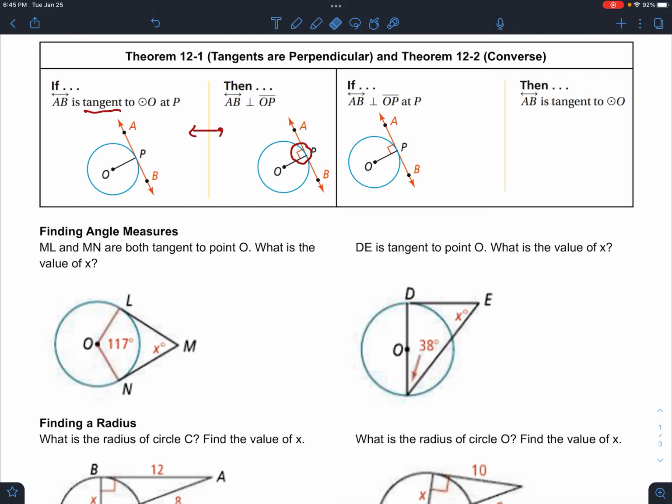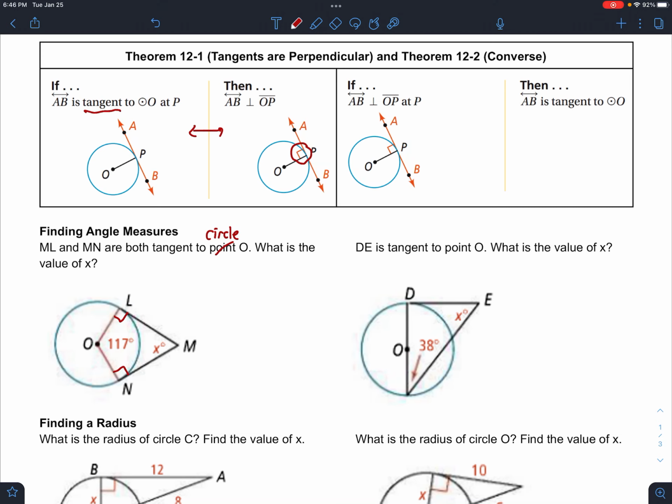So here we have two tangents to circle O. Yeah, they should say circle O, sorry. What's the value of x? Well, we know these are right angles because it said they're tangents.